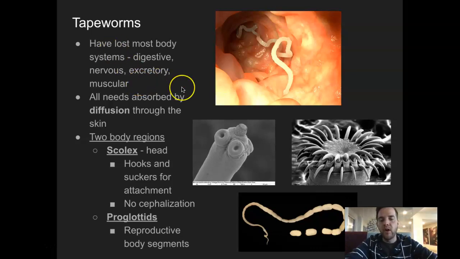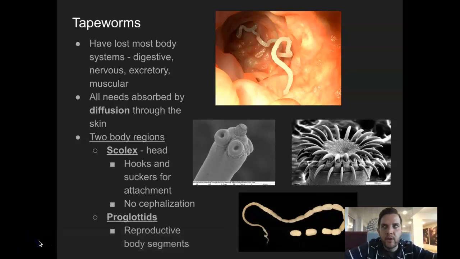And it says here they've lost most of their body systems because they don't really need them. They're extremely specialized. These are the best parasites on the planet. They are very specialized to that. And so all of the needs that they have are going to go through diffusion through the skin. Again, there's 2 portions to them. The scolex, which is the quote-unquote head, the anterior region.